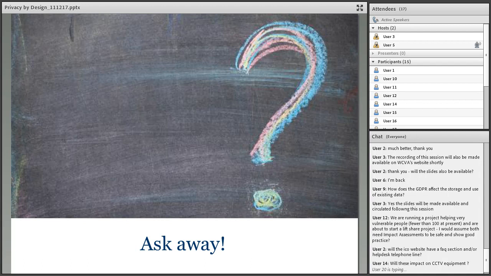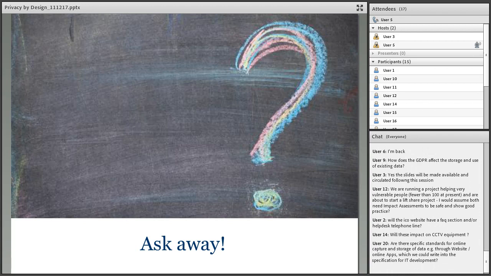So a question there from Emma. We are running a project helping very vulnerable people, fewer than 100 at present, and are about to start a lift share project. I would assume both need impact assessments to be safe and to show good practice. That's certainly two areas where a PIA, or a DPIA, sorry, would be extremely useful for your charity, not just because they're setting out what privacy risks might be involved in those projects, but also to get you familiar with how exactly to conduct a privacy impact assessment ahead of the GDPR coming in.